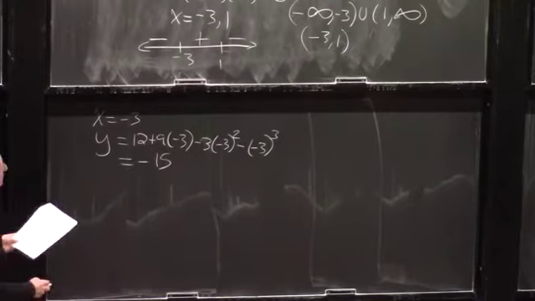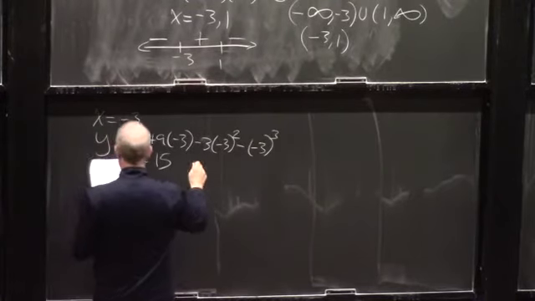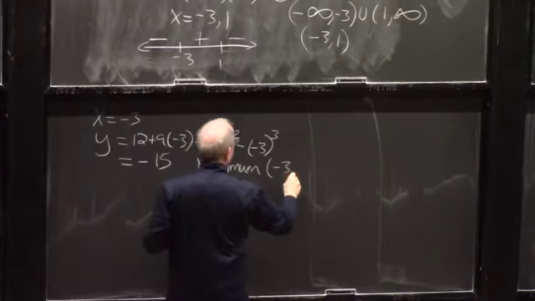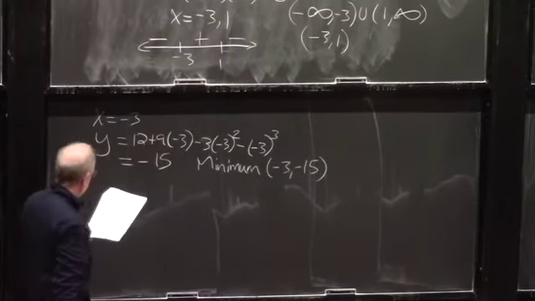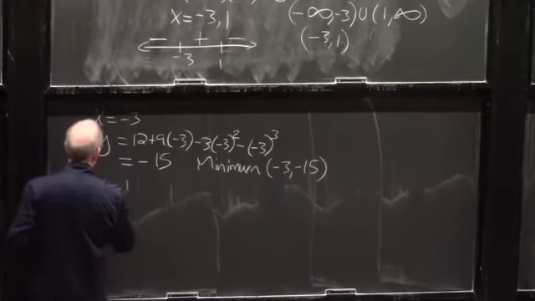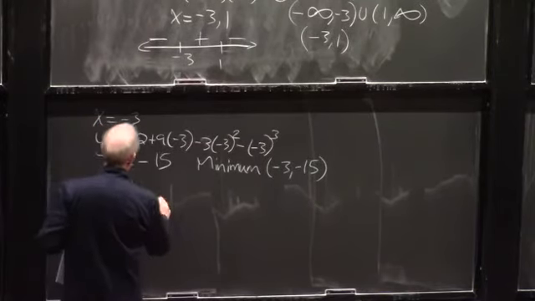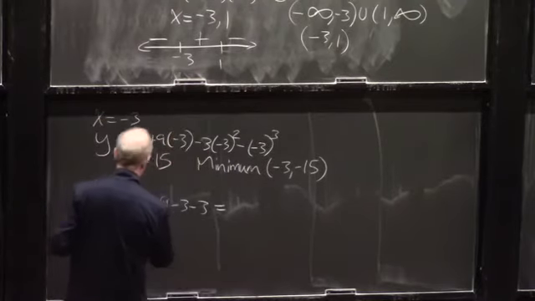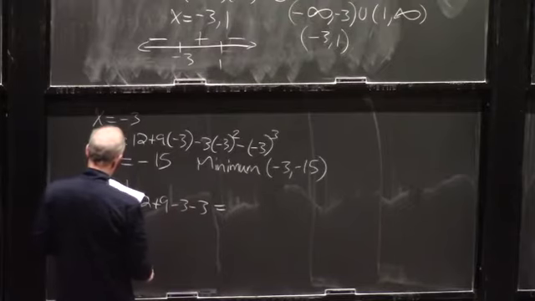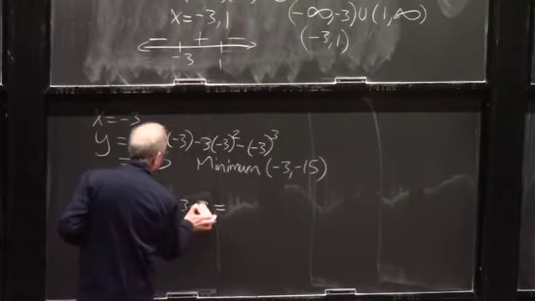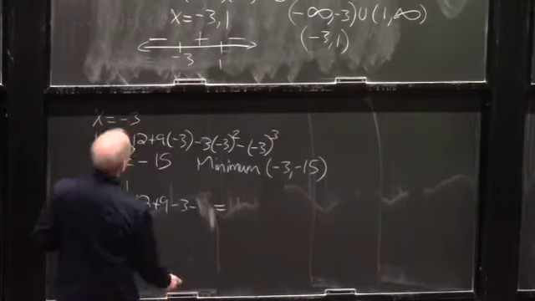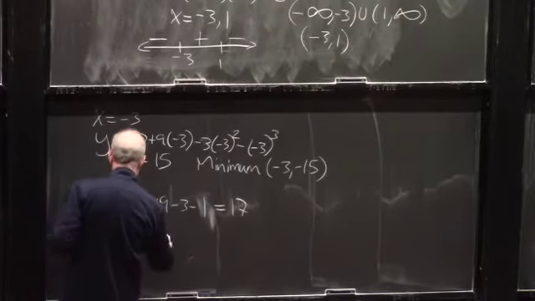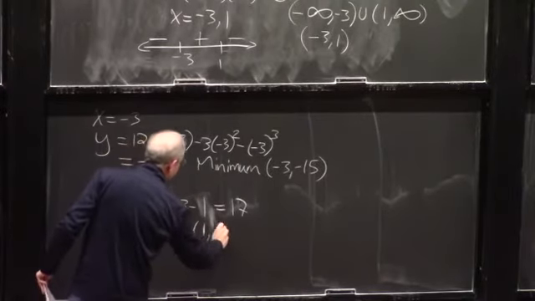So that's a minimum, because it's going down and then up. So the minimum is at -3, -15. And when x equals 1, y equals 12 plus 9 minus 3 minus 1, which is 17. So there's a maximum at 1 comma 17.